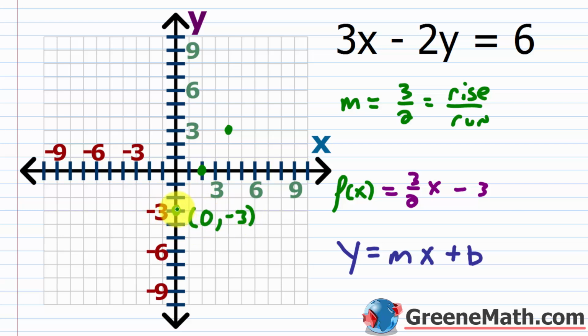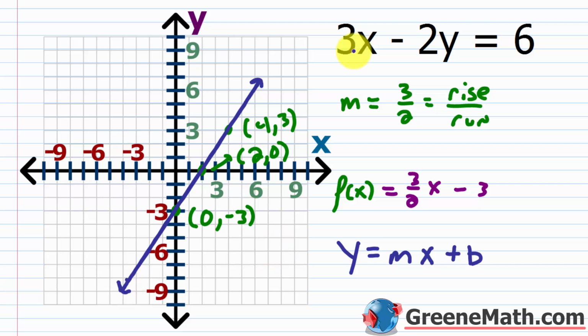So this one is going to be 0, negative 3. Again, that's the y-intercept. That's on the y-axis. This one is going to be 2, 0. So this is 2, 0. That's the x-intercept. It's on the x-axis. And this one is going to be 4, 3. So 4, 3. All right, so let's sketch our line real quick. Let me just put an arrow at each end. And then we're basically done.